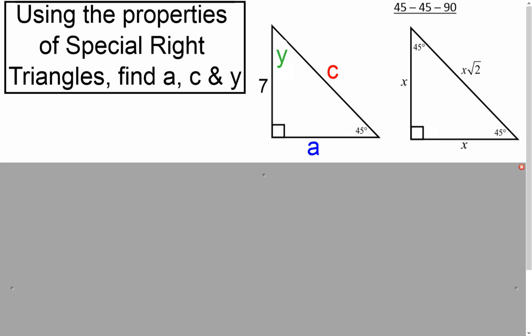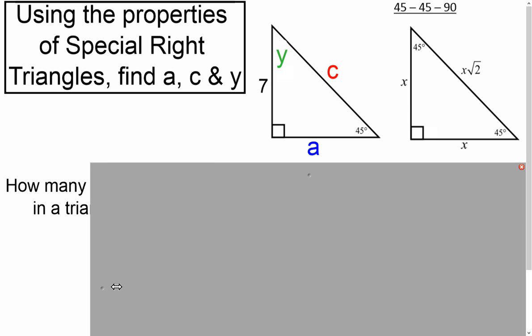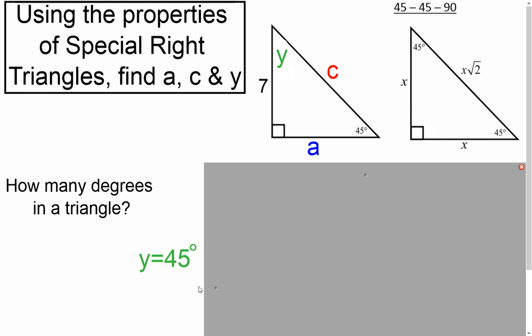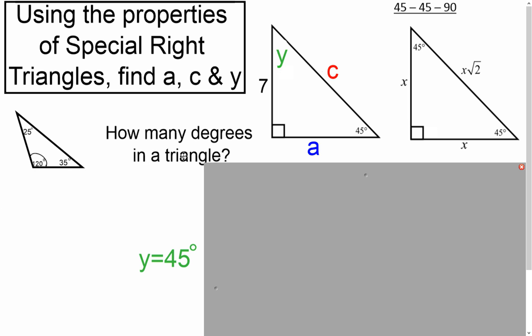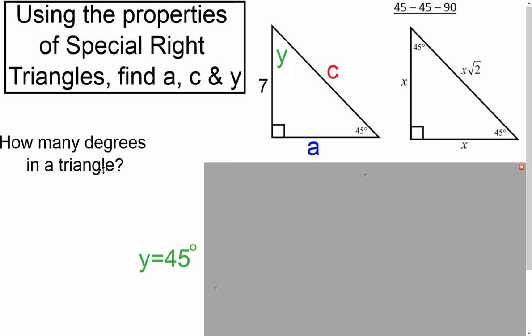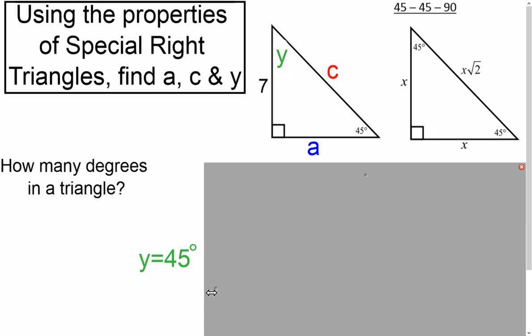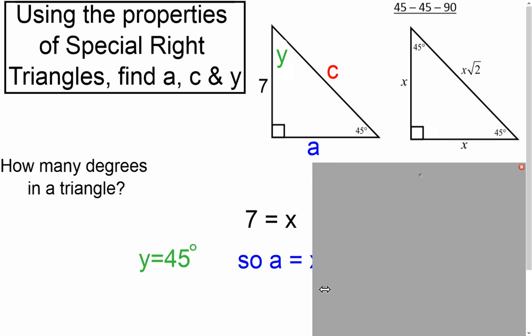Using the properties of special right triangles, let's find A, C, and Y of this triangle here. When we look at it, we've got a 90-degree angle. We have 45 here. 90 plus 45 is 135, and we subtract that from 180. We see that Y is equal to 45. How many degrees are there in a triangle, in case you've forgotten? Add them all up, you get 180. No matter what kind of triangle you have, all triangles have 180 degrees. So Y is 45.